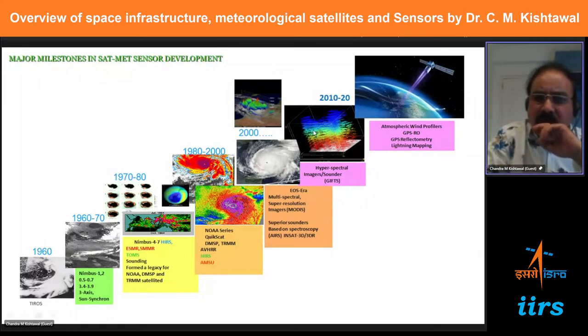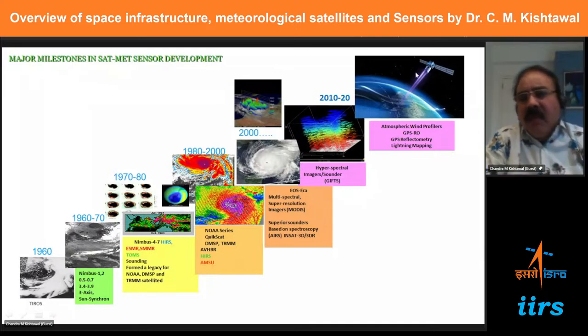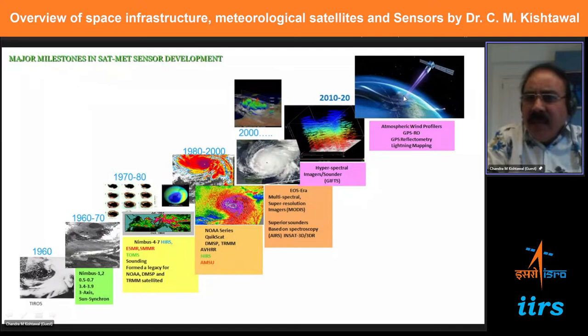Anyway, this effort could not materialize, but just 2 or 3 years ago, one instrument came which is called the atmospheric wind profiler. This atmospheric wind profiler, basically, is a laser system. It's a very powerful laser, but safe for human beings. It works on infrared frequencies, and it basically senses.